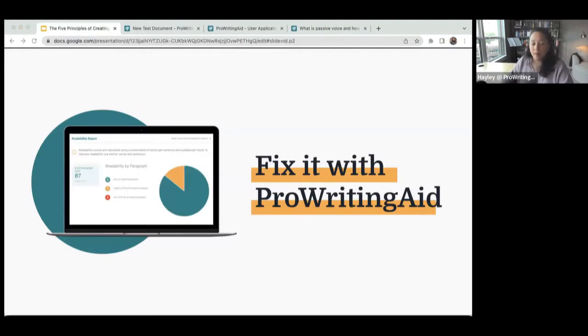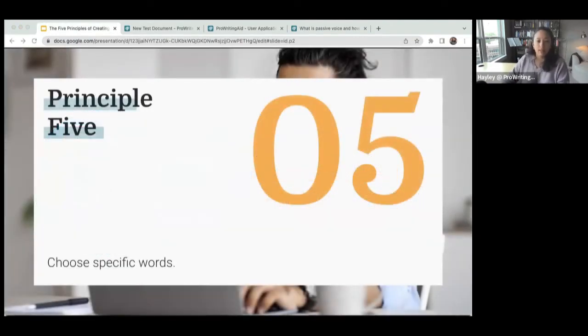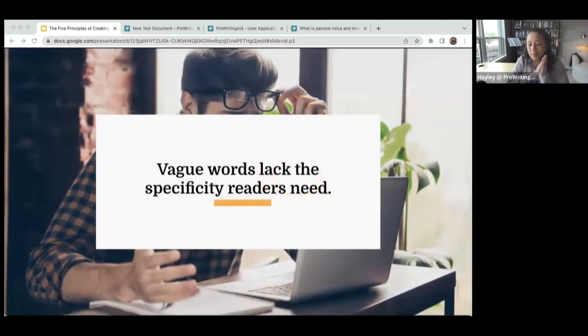Okay, let's talk about our final principle and then we'll go into questions. So our final principle is to choose specific words. And this is a fun one because we've been talking about cutting. We've been talking about all the things we can get rid of or simplify, but now we're going to talk about what we can add back in. So clarity, as we talked about in the beginning, is not just about making things simple. It's also about making them specific.